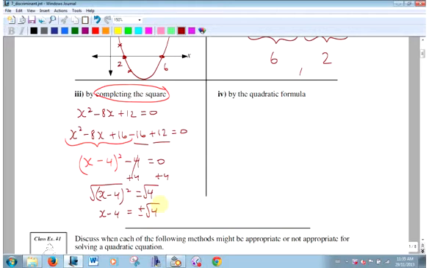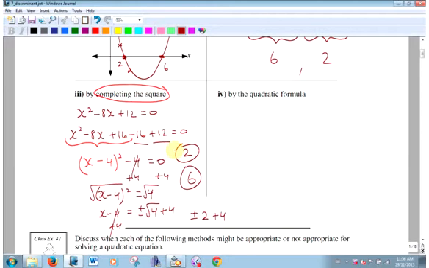Okay? So finally, x, get it by itself. What do I got to do to that minus 4? Add it. And x is plus or minus the square root of 4, plus 4. But what is the square root of 4? 2. So I got plus or minus 2 plus 4. There's two answers. It's plus 2 plus 4, or it's minus 2 plus 4. Once again, I get my two roots, 6 and 2.